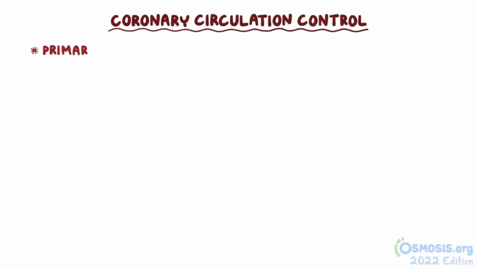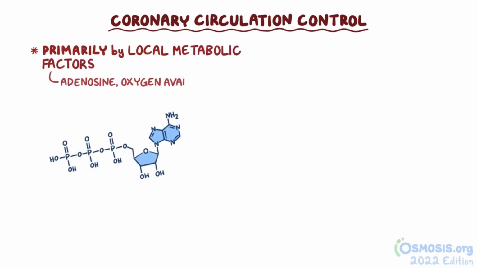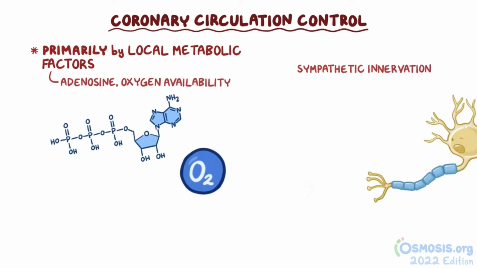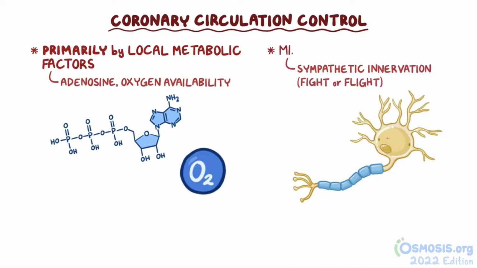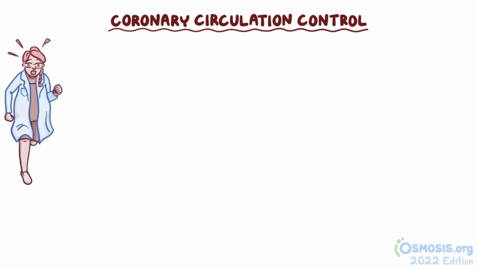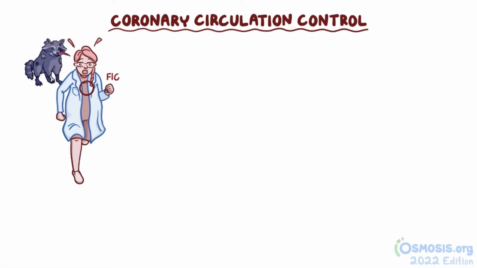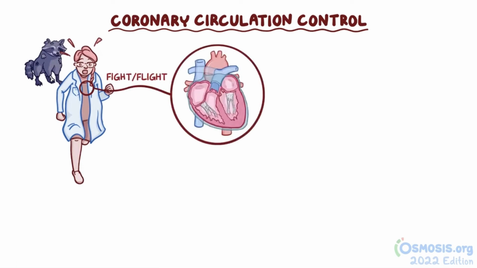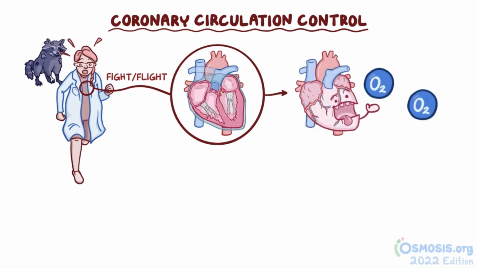Now, blood flow through the coronary circulation is controlled primarily by local metabolic factors like adenosine and oxygen availability, with sympathetic innervation involved in the fight or flight response playing a minor role. So let's say a scientist was running away from a zombie raccoon. Naturally, the fight or flight response kicks in, and her myocardium would contract more forcibly, causing it to consume more oxygen, thereby decreasing local oxygen levels, also known as hypoxia.